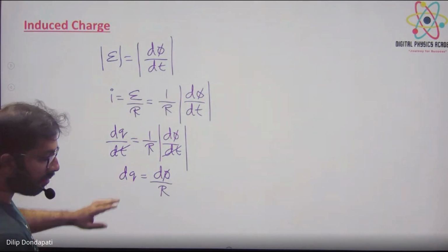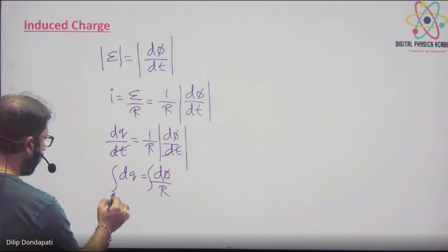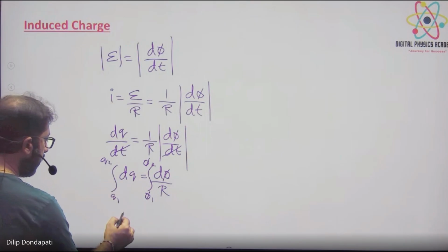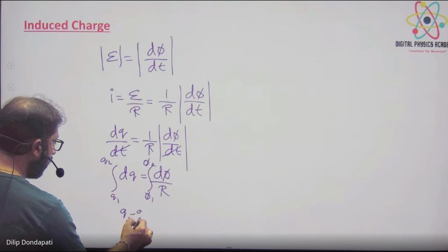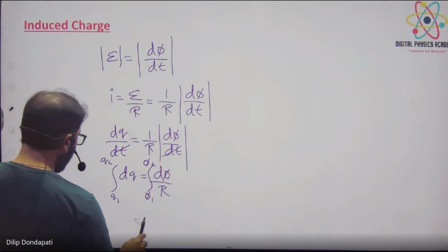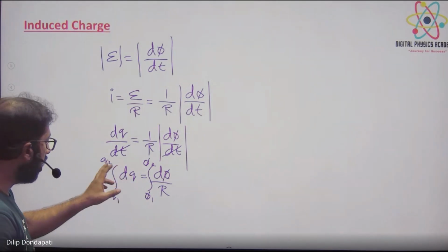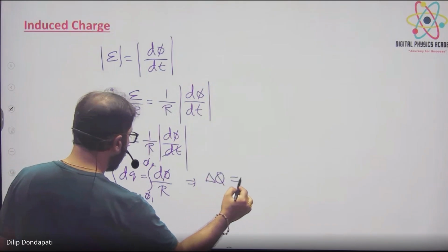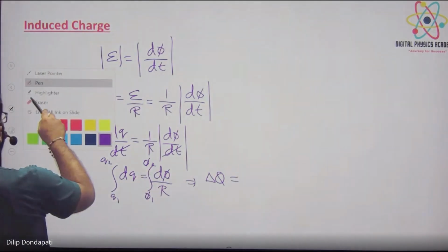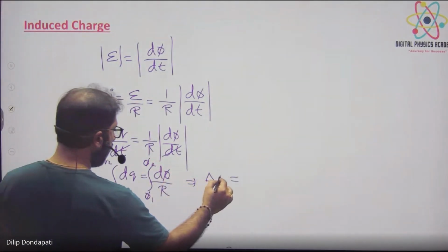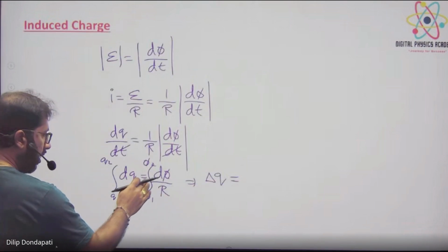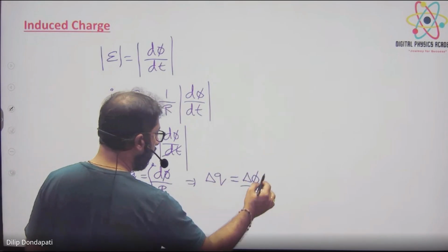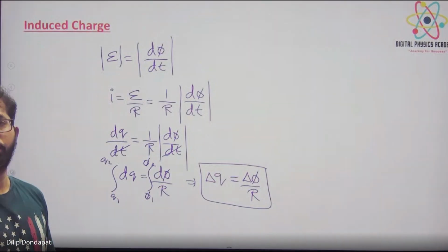Right. Now I am integrating both sides, either q1 to q2, and phi1 to phi2. So upper limit minus lower limit. So q2 minus q1, I call it delta q. See, integration of dq is q. Upper limit minus lower limit gives q2 minus q1, which is called delta q. So delta q is equal to, 1 by R will come out. Integration of d phi is phi2 minus phi1, which we call delta phi. So delta phi by R. This is a formula. Induced charge is equal to delta phi by R.